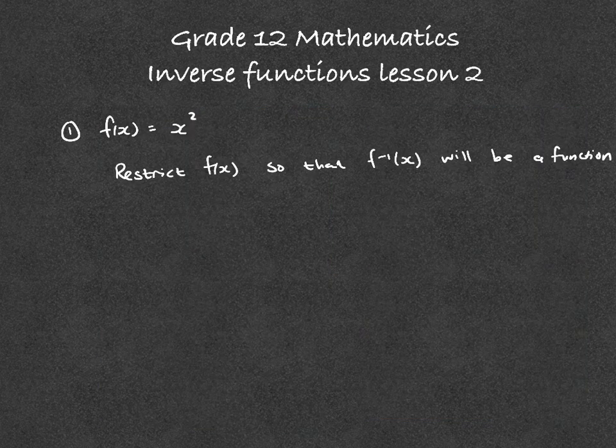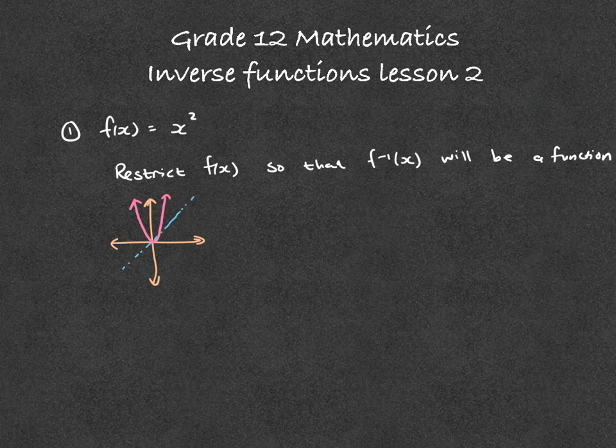Okay, so I'm going to look at a couple of questions where you'll be given a function and asked to restrict the original function so that its inverse will be a function. Okay, so let's start with the most basic of parabolas, y is equal to x squared. I think it's always good to make a rough sketch of what is happening here. So you've got your x squared, right? And then you're reflecting that about the line y is equal to x.